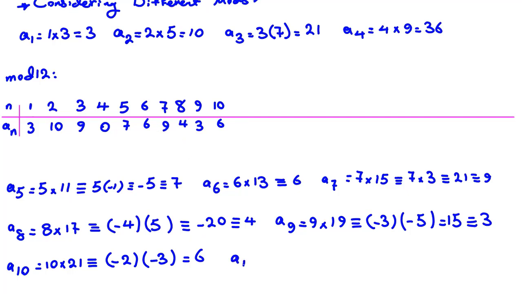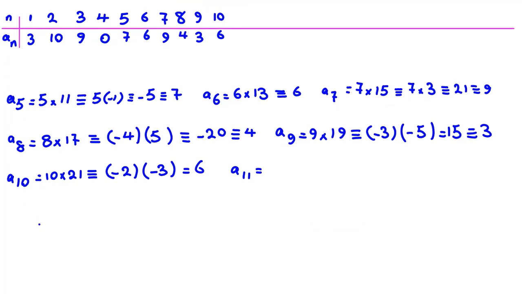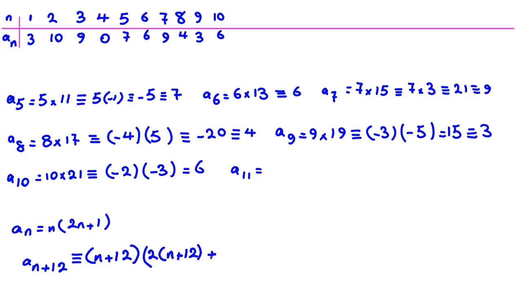Let's continue. A11. Let me tell you something. The repetition is at most 12. Why? Because a_n is n times 2n plus 1. So I want to prove a_(n+12) is similar to this mod 12. Why? Because it is n plus 12 times 2 times n plus 12 plus 1. So we can say n plus 12 mod 12 is n. You can subtract 12, and n plus 12 here is n. You can subtract 12 and this is a_n. So the period we can say is 12.